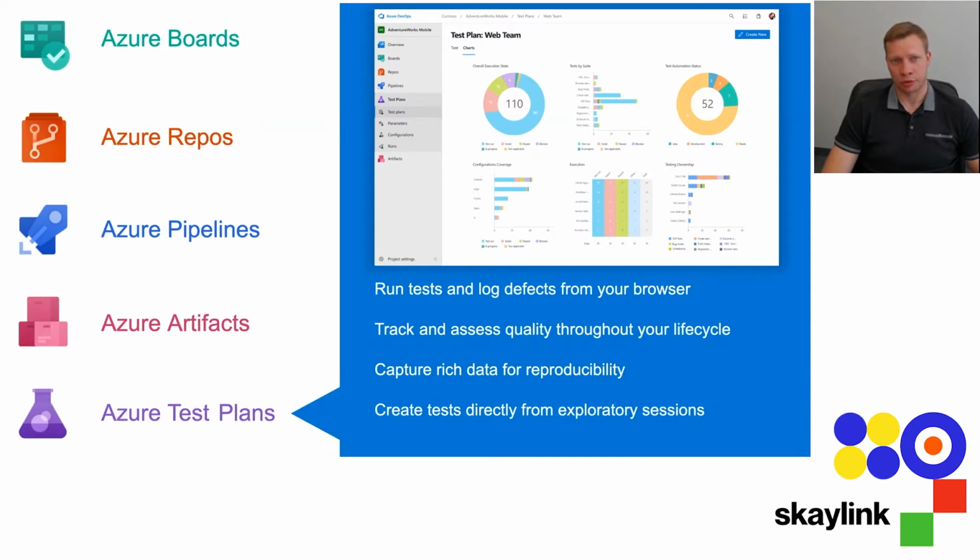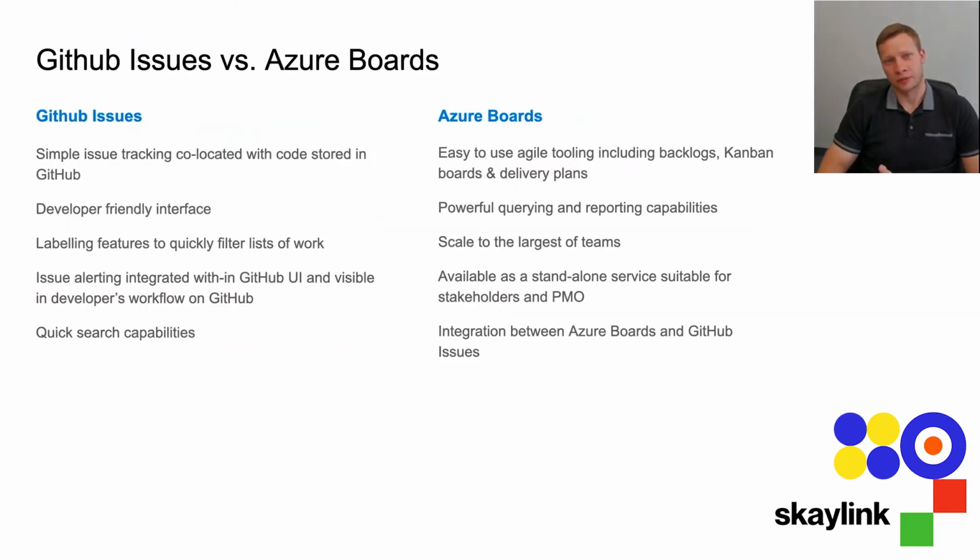So, Azure Boards, Azure Repos, Azure Pipelines, Azure Artifacts, and Azure Test Plans. At least 3 of those products are similar to what is already in the market from another Microsoft offering called GitHub, right? Azure Boards is similar to GitHub Issues. So what's the main difference between GitHub Issues and Azure Boards?